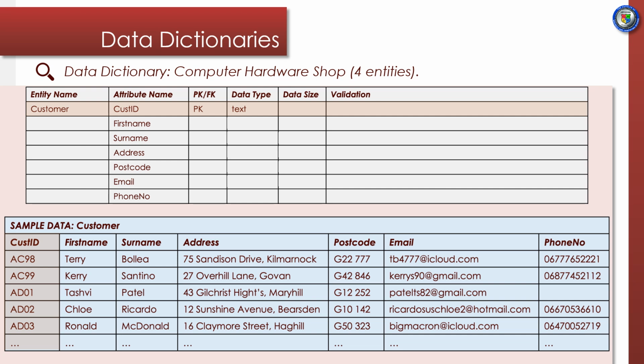That customer ID is a text field. Its data size is 4. We know this because when we look at the sample data, we have consistently 4 characters. And its validation is a presence check. It means that this entity must have a customer ID to uniquely identify each entity occurrence within that entity.